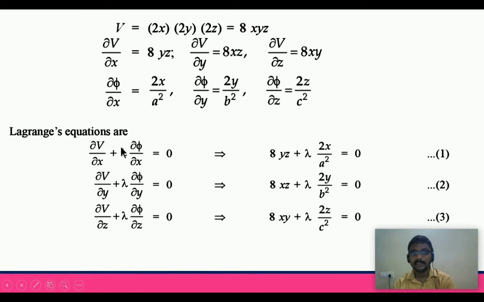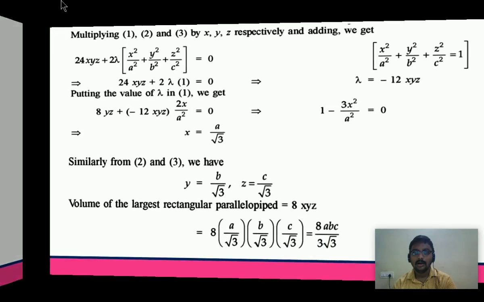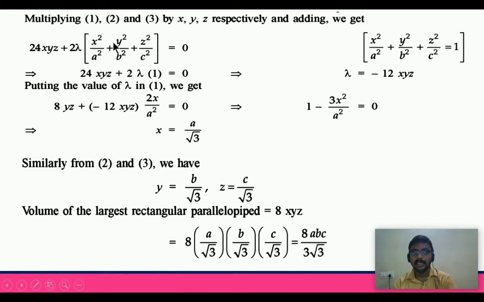Now using these equations, we have to eliminate lambda. For this, we multiply equations 1, 2, 3 with x, y, z respectively and add. So we will have an equation like this. Thus we will have the value of lambda, that is negative 12 xyz. Here we are using the constraint equation, that is x square by a square plus y square by b square plus z square by c square is 1.